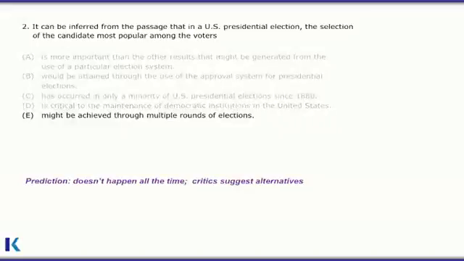The correct answer choice is E. Notice how general this is. It is true that multiple rounds of elections, one of the alternatives mentioned at the end of paragraph 1, might achieve this result. You don't need a lot of evidence to guarantee that. So E is the correct answer. Notice how important it is to know the scope of the passage before you tackle the questions. You'll be able to eliminate countless wrong answers using this technique.